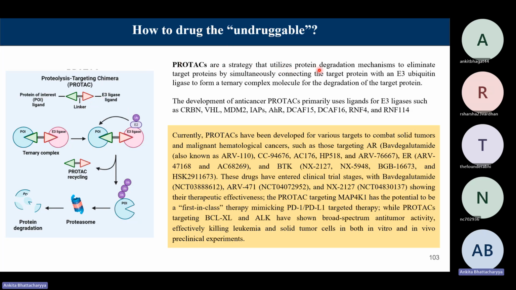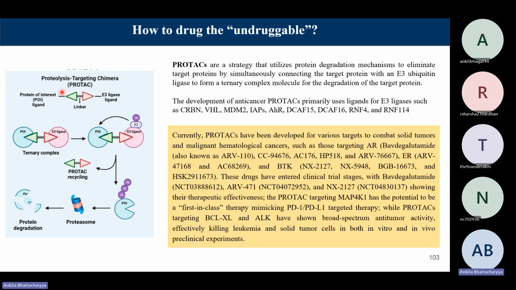PROTACs are a strategy that utilizes protein degradation mechanisms to eliminate target proteins by simultaneously connecting the target protein with an E3 ubiquitin ligase to form a ternary complex molecule for the degradation of the target protein. What does it mean? One by one.